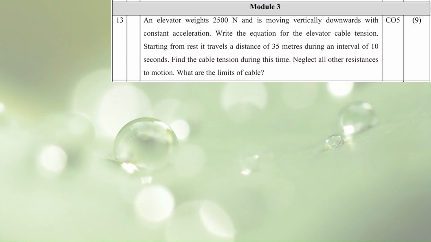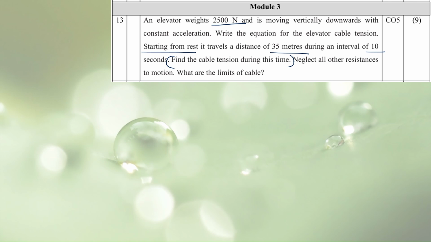Next question. An elevator weighs 2500 Newton and is moving vertically downward with constant acceleration. Write the equation for elevator cable tension. Starting from rest, it travels a distance of 35 meters during an interval of 10 seconds. Find the cable tension during this time. Neglect all other resistance to motion.